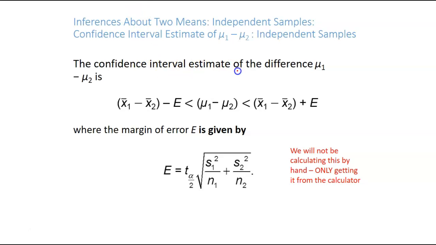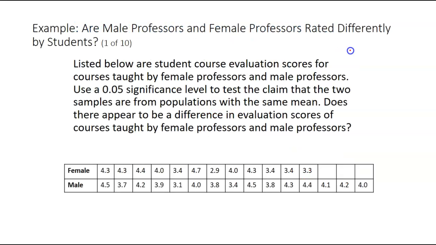As far as the confidence interval estimate goes, again, we're going to get this from the calculator, and you can see this would be our margin of error formula if we were going to be calculating it that way. I'm mainly showing you this to show you what you're going to have in the middle of your interval, and that's the difference between the population means for the two populations that you're looking at. So you're going to put mu sub 1 minus mu sub 2 here in the middle, and you'll have a value here and a value here that the calculator gives you.